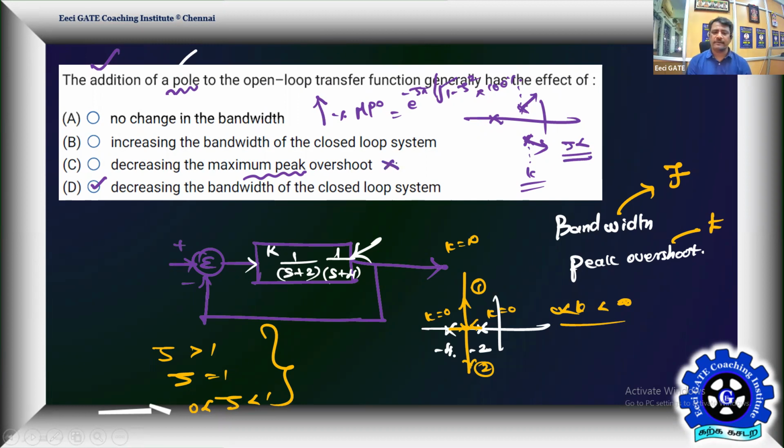Even with the perception given, assuming you already have a second order system with a finite peak overshoot, adding a pole means overshoot will increase, not decrease. So C is definitely the wrong option. So in all aspects, D is the correct answer. So yes, let me conclude this session with this problem. Thanks for watching. We'll meet in one more video. Thank you.